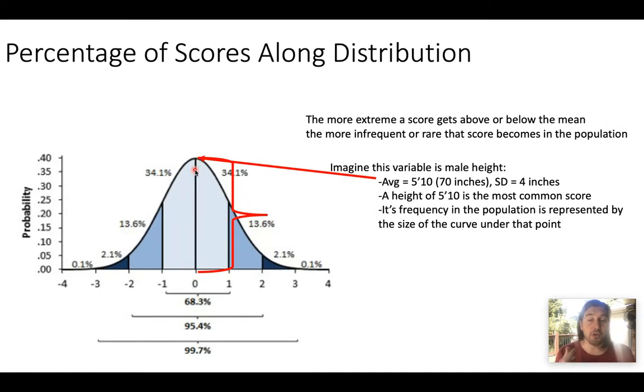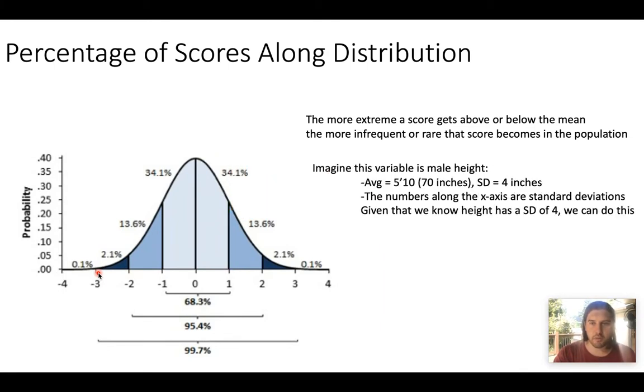Then I can, in increments of 4 inches, add 4 inches to 70 to get 1 standard deviation above the mean. I can add 8 inches to 70 to get 2 standard deviations above the mean, right? And if a standard deviation is 4 inches, then 1 is 4 more inches than the mean, 2 is 8 more inches than the mean, 3 is 12 more inches than the mean, so on and so forth. And then I can do the same thing on the other side of the distribution. So subtract 4 inches from the mean, then subtract 8 inches from the mean, and 12 inches from the mean.